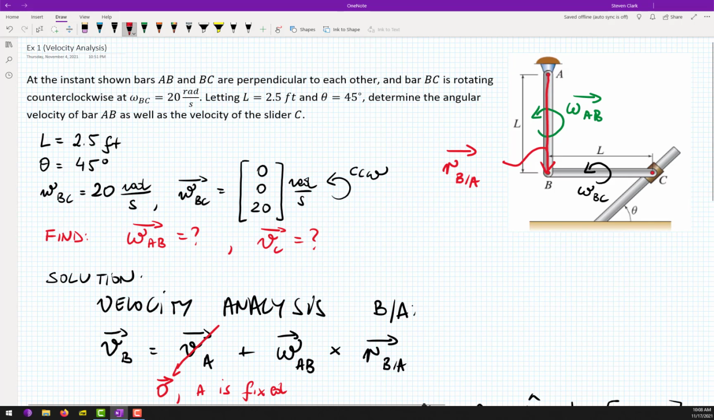Velocity analysis between two other points. Yes, nobody said that, but I know that you all thought that. Yes, so we're just going to do velocity analysis between points C and B.